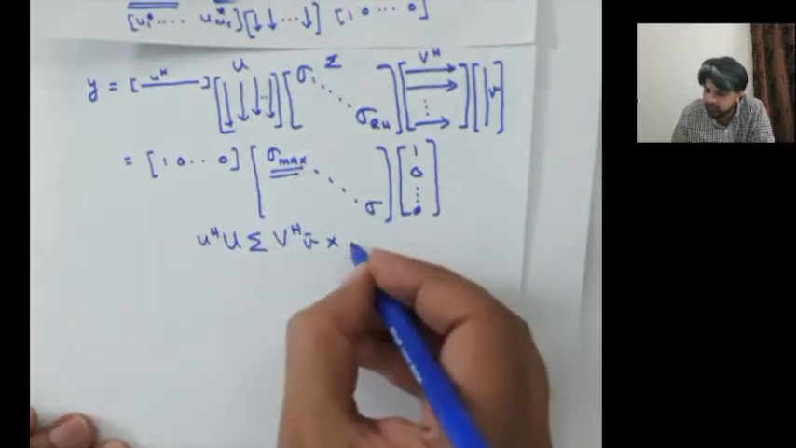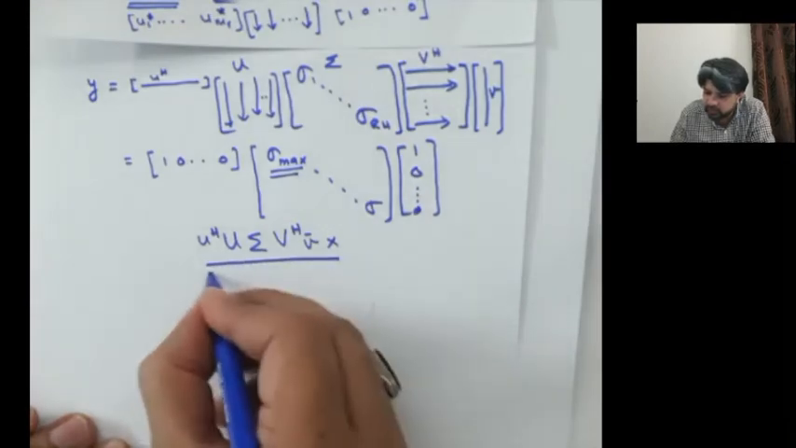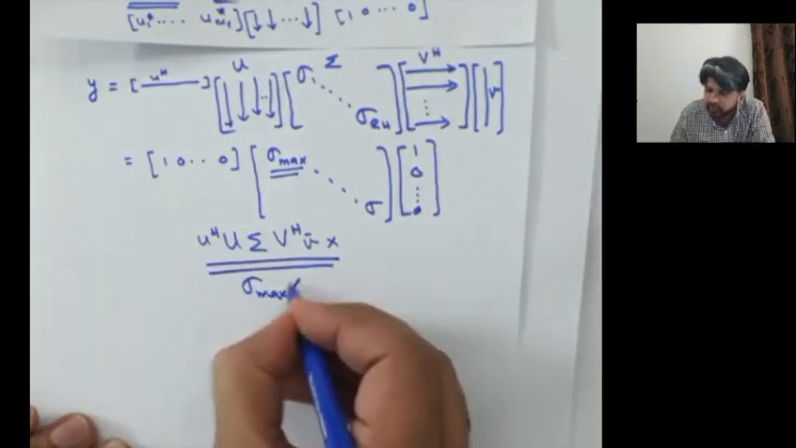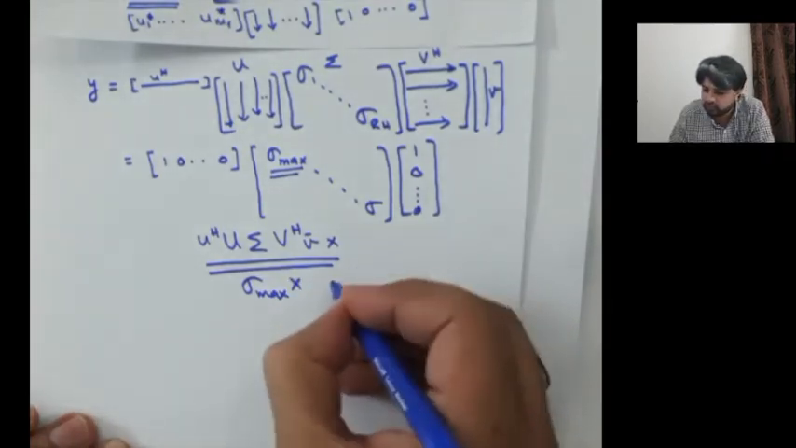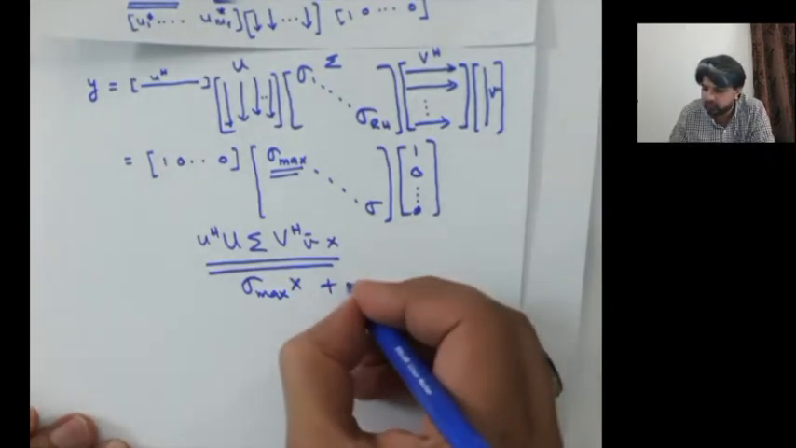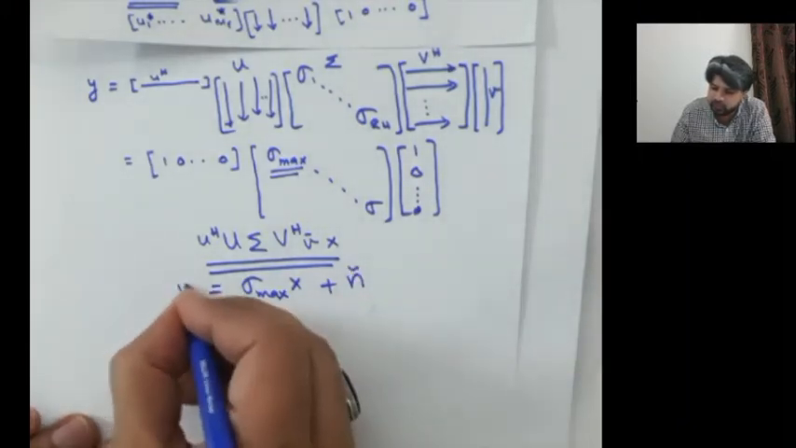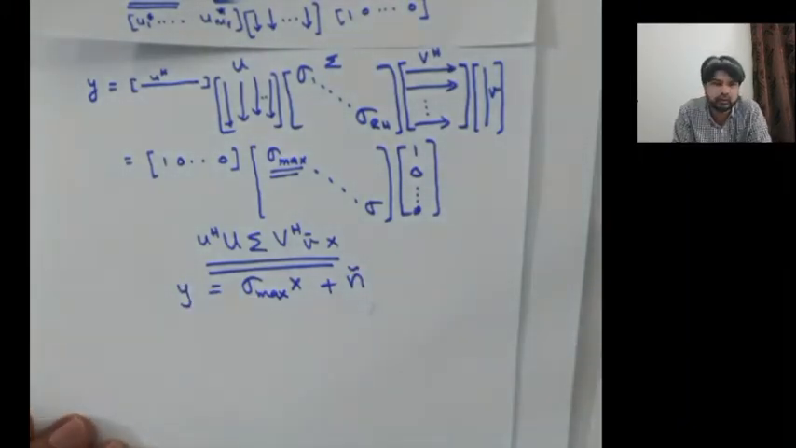And hence this entire product is nothing but sigma max times x. And plus, of course, you would have this term of the noise, so then you can call it N tilde, and that is your Y. That is your received signal. So received signal Y is equal to sigma max times X plus N.